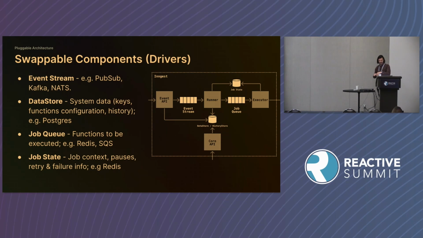Then there's the job queue, which is basically just a simple job queue where you can handle some back pressure from the entire stream and have multiple executors that are executing those jobs.